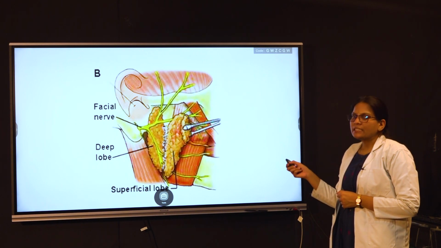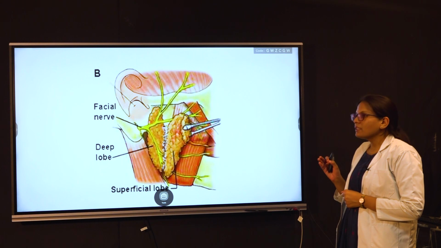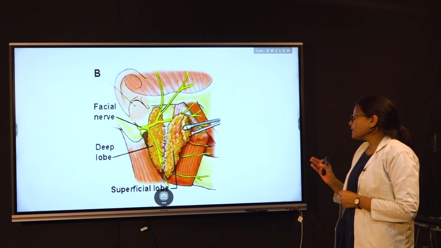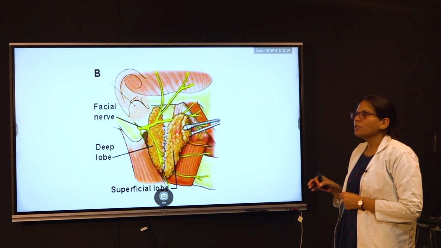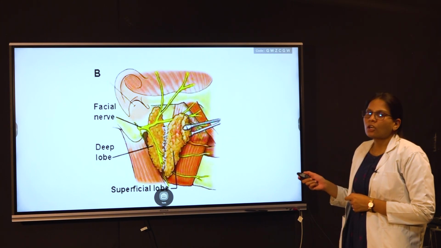The facial nerve, as you can see in this diagram, gives off branches in the substance of the parotid. Therefore, careful attention has to be given while dissecting the gland during surgical excision of the tumor or parotidectomy. Otherwise, injury to the facial nerve can lead to a complication called Bell's palsy.